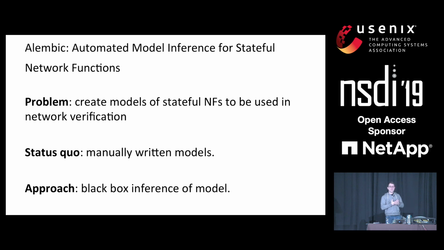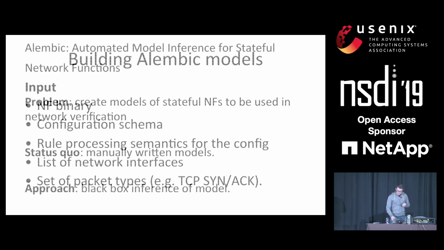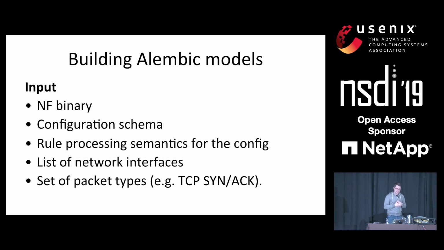And the approach they take is actually a very, very bold one. They do not even look at the source code of the middlebox, of the network function. They try to figure out what the network function is doing just by injecting packets into it and looking at the results, right? And the tool is called Alembic, and basically the inputs are a binary of the network function that is under test, that you're trying to model.